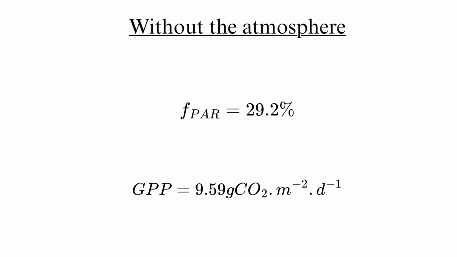We obtained a value of FPAR of 29.2%. We obtained for the simulation 9.59 grams of carbon per meter squared per day. This value is bigger than what could be expected from a beech forest. This difference may be due to the lack of an atmosphere in the simulation.